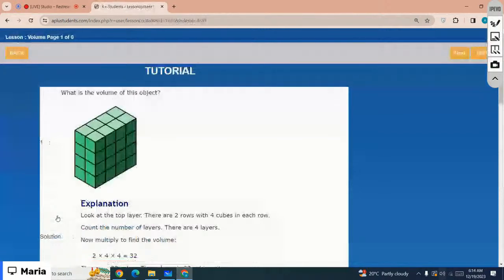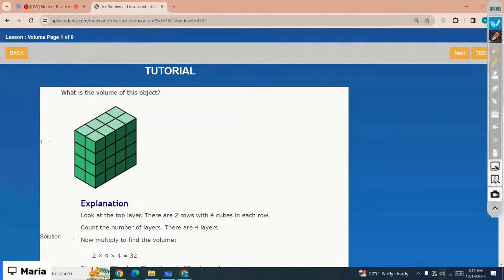Okay, let's just start with an example. What is the volume of this object? First of all, you have to see the dimensions of the object given. Just look at the top layer. There you can see you have 2 by 4 squares, 2 like this and 4 like this. So the dimensions are 2 times 4.